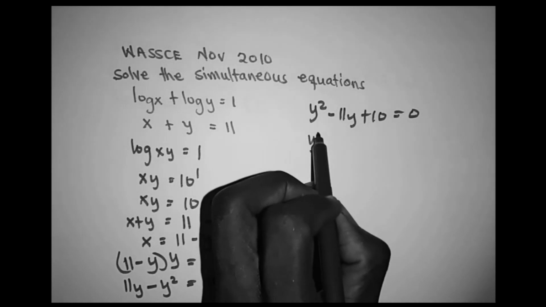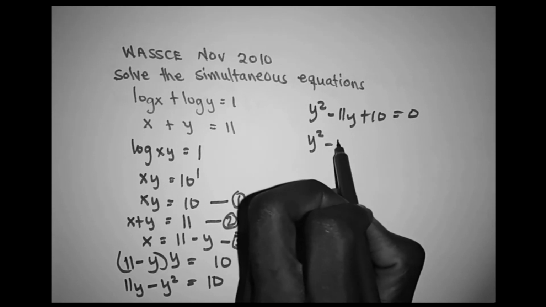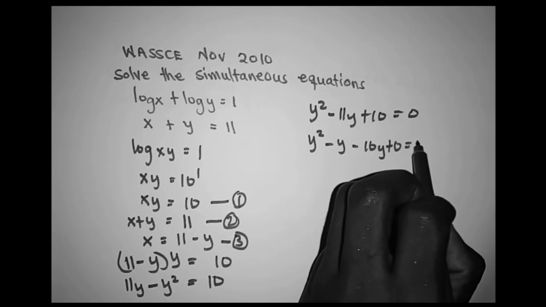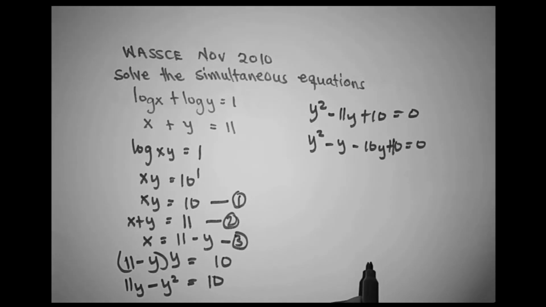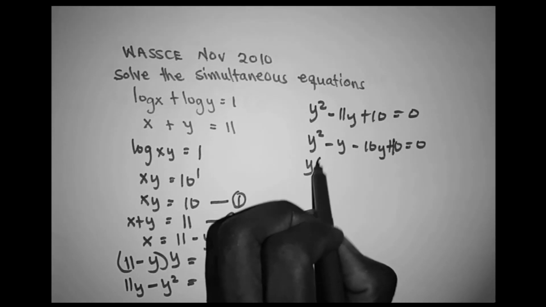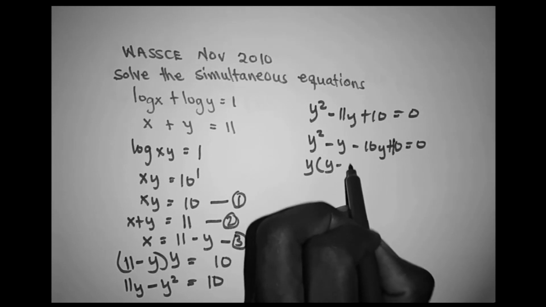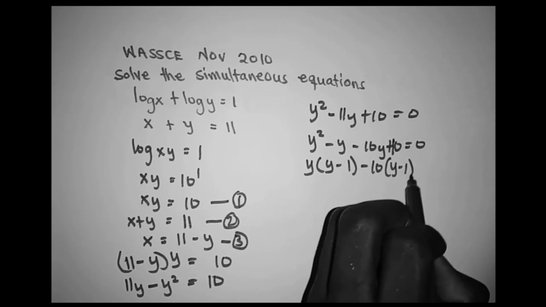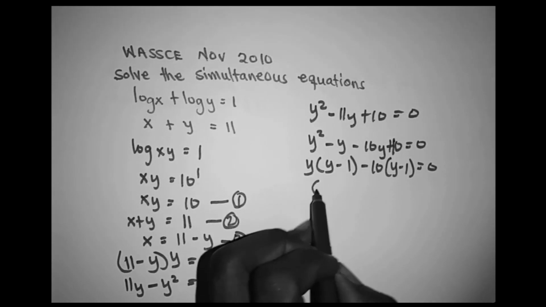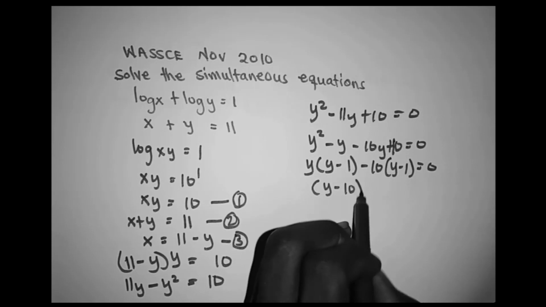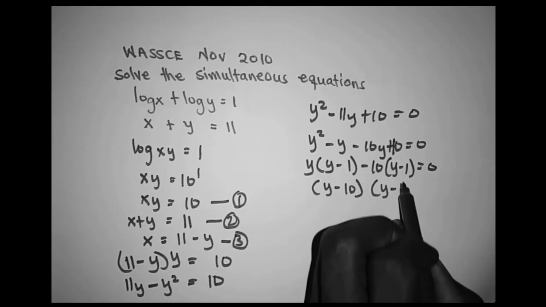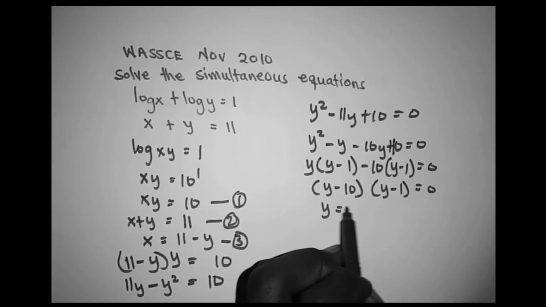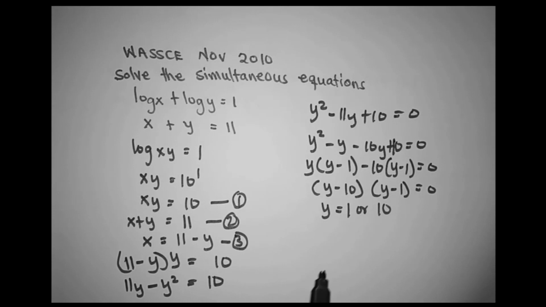So we have y squared minus y minus 10y plus 10 is equal to 0. So we can factorize y out. So we have y minus 1, then minus 10, y minus 1 equals 0. So in one bracket, we have y minus 10, and in another bracket, we have y minus 1 equals 0. So y is equal to 1 or 10.